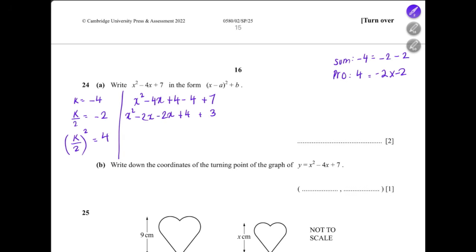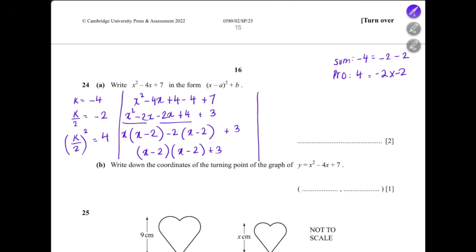Now we can take the common numbers out in these two. So we'll take x out, and then you will have x minus 2, and then you want x minus 2 again on the second side, so you will take negative 2 out, and then you're left with plus 3. So you can write this as x minus 2 whole squared plus 3. Now you can identify a and b from here. So a is 2 and b is 3. x minus 2 squared plus 3.